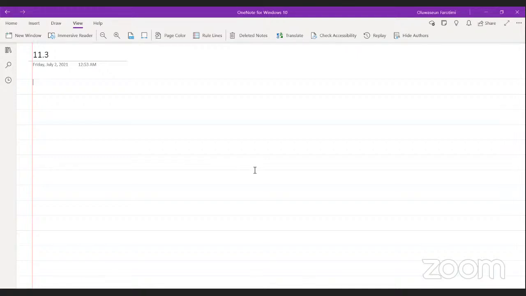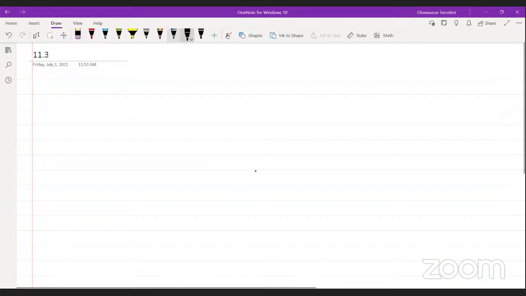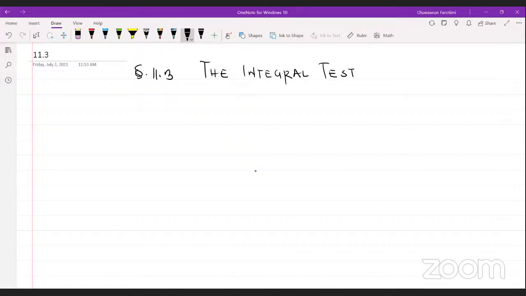Today we're going to be discussing the integral test, section 11.3 from the Stewart textbook. Let me give a little introduction into what we're going to be talking about. So this is session 11.3, the integral test. Remember we already started our study of series. So we're going to talk about the integral test. Let me give a brief introduction.